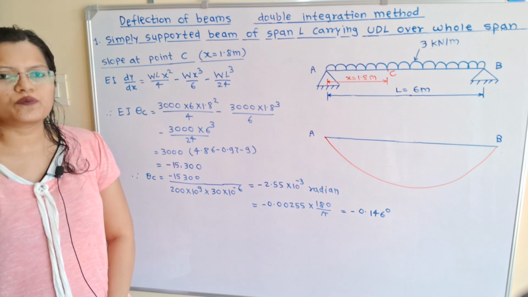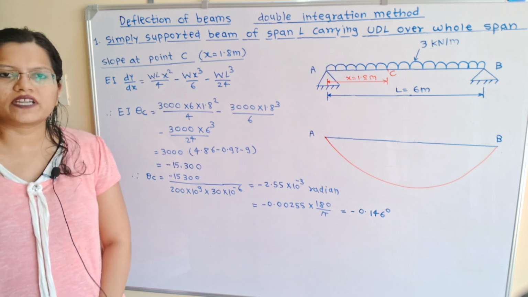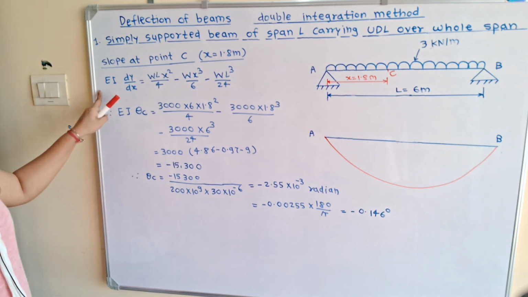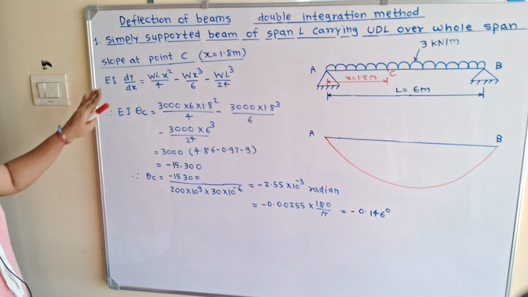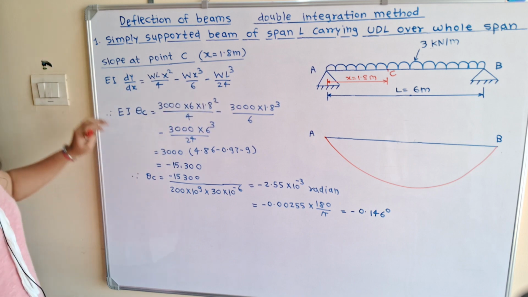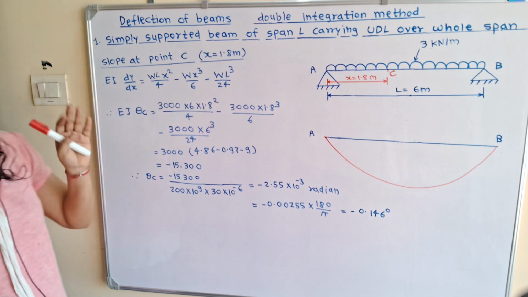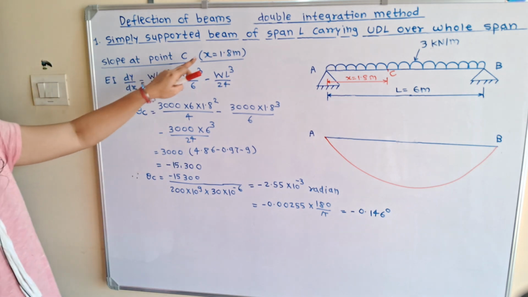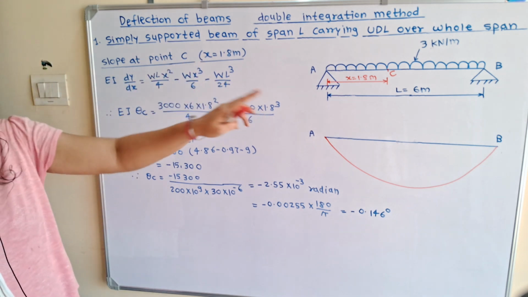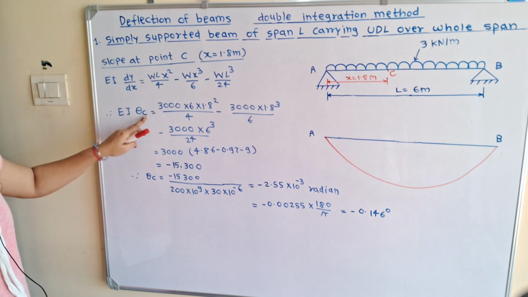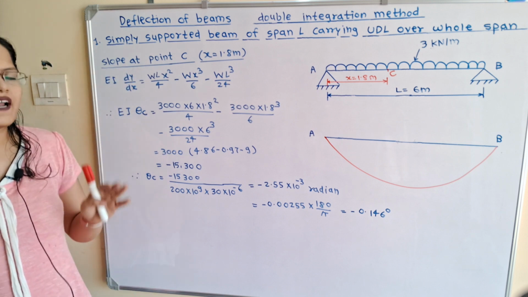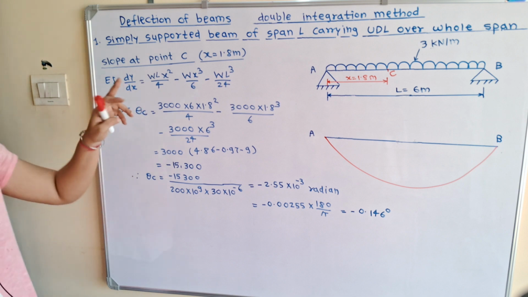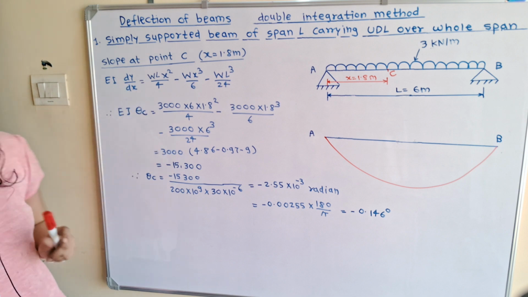So what is the formula for the simply supported beam carrying uniformly distributed load? We will write this formula. This is the slope equation. Now this dy by dx is nothing but the slope, and at point C we will write it as theta c. We know that we always measure slope in terms of angle. So the angle at point C is known as theta c.